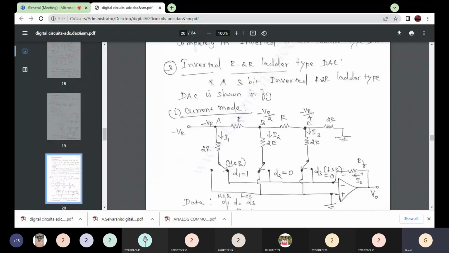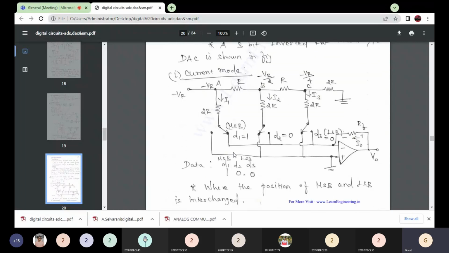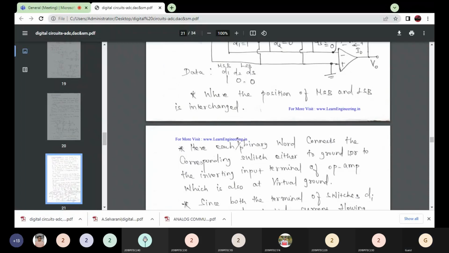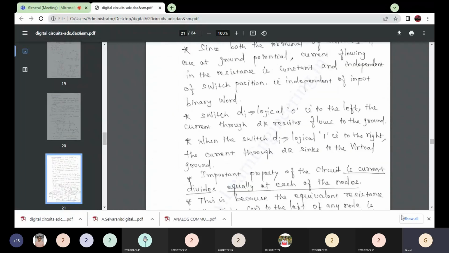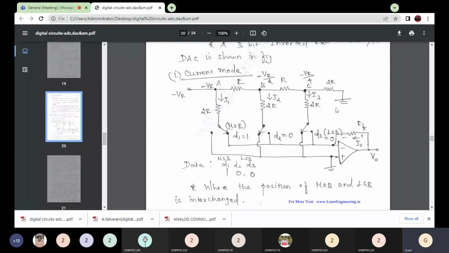Here the current flowing through the resistor does not depend upon the input data. What is the input data? Binary data, which is either 1 or 0. The current flowing through these resistances is constant. So that is why we go for this inverted R-2R ladder type. Understand? So the current flowing through all the resistances is constant.